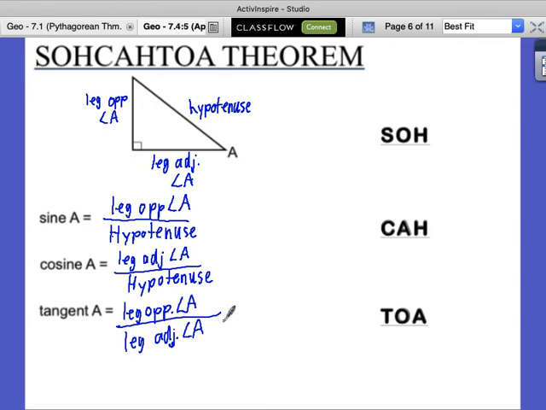Angle A. Please, she doesn't know manners. I'm sorry for her behavior. So you might be wondering, Mr. Castle, what does that have to do with SOH CAH TOA? Exactly. Real quick fun fact.